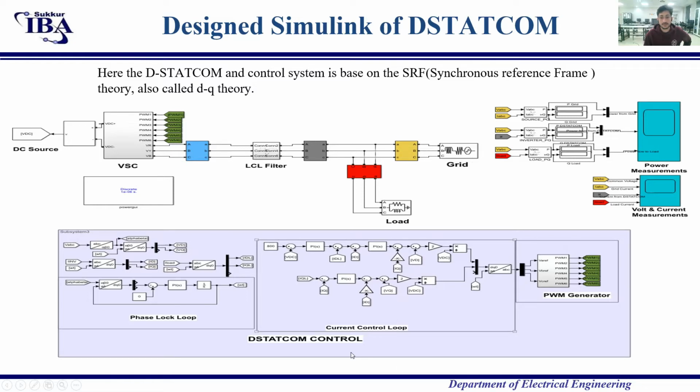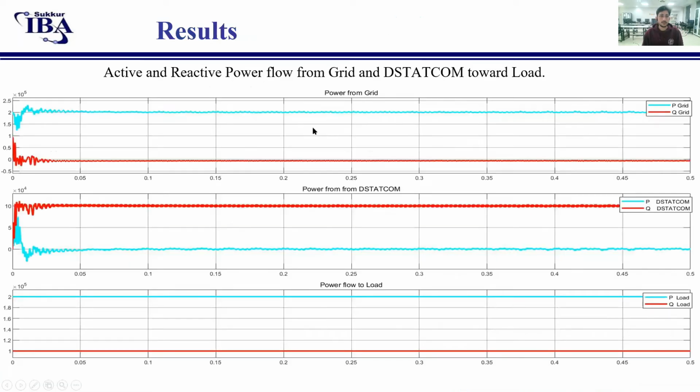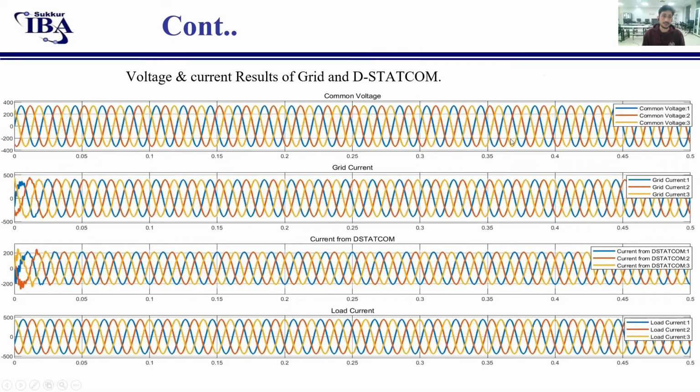This is a full DSTATCOM control and PWM generator to switch the voltage source converter, and this is a measurement window. Basically here we can see that the load requires 200 kilowatt active power and 100 kVAr reactive power. The reactive power is supplied by DSTATCOM and the active power is supplied by the grid. The reactive power from the grid is about zero. So this is basically the DSTATCOM work.